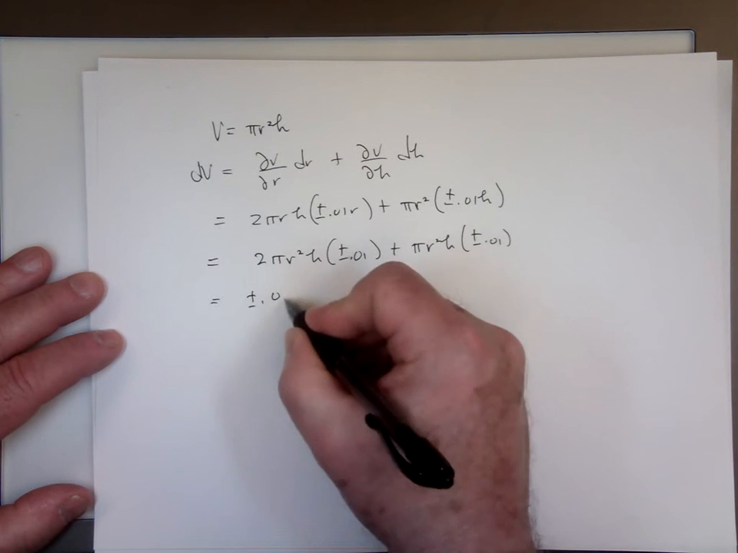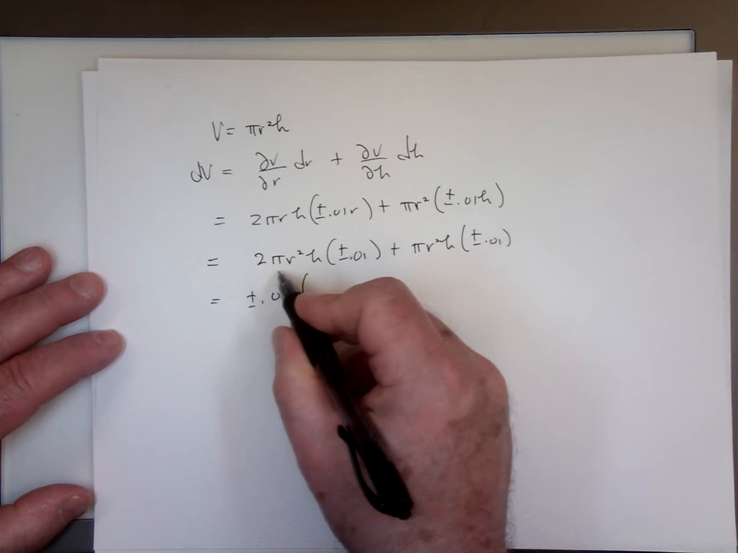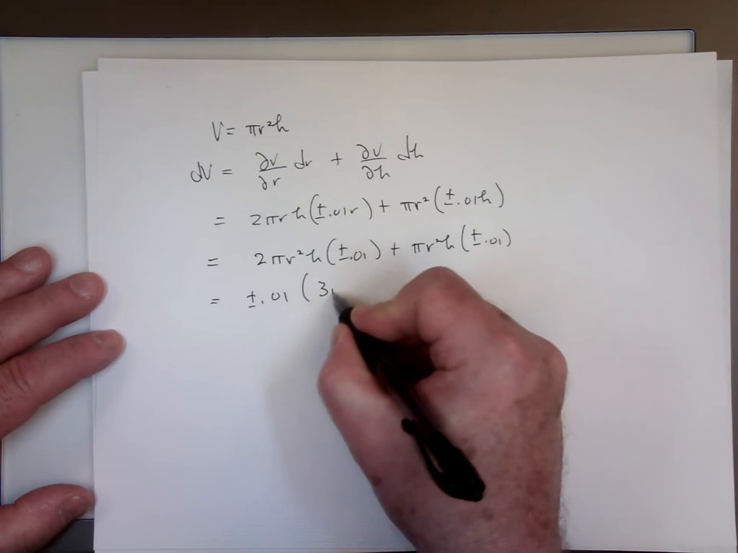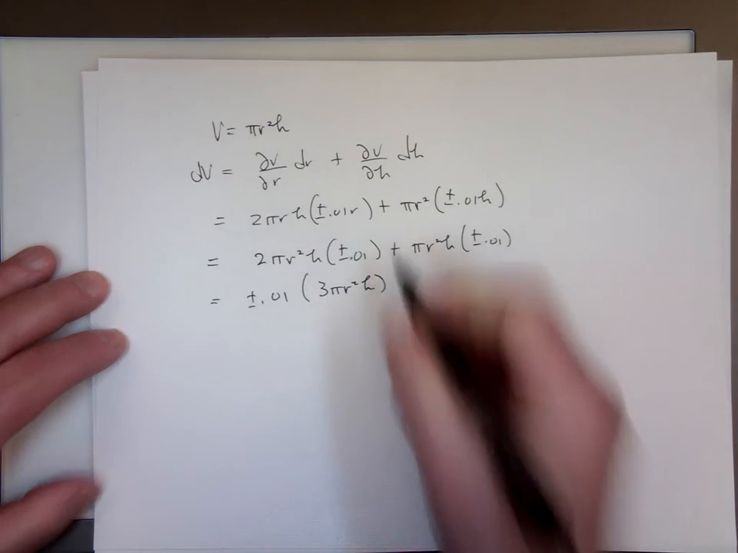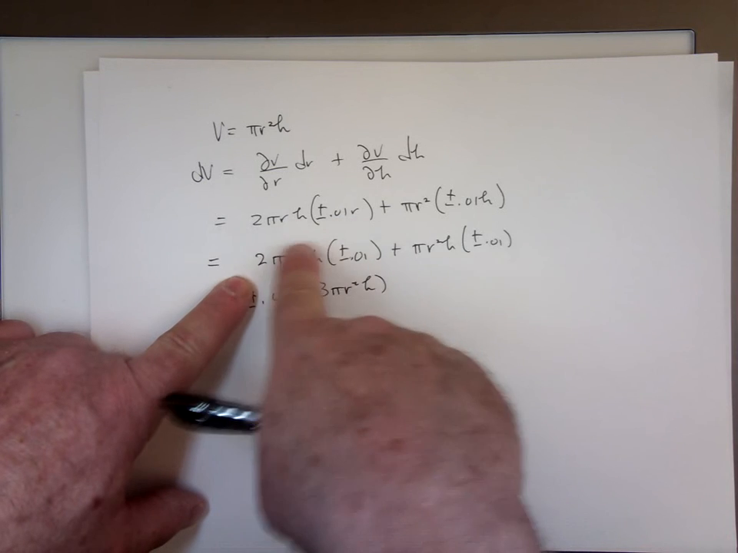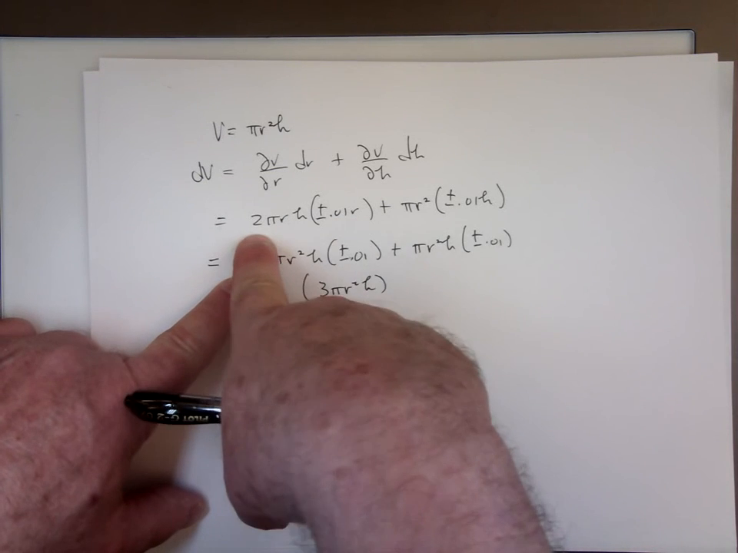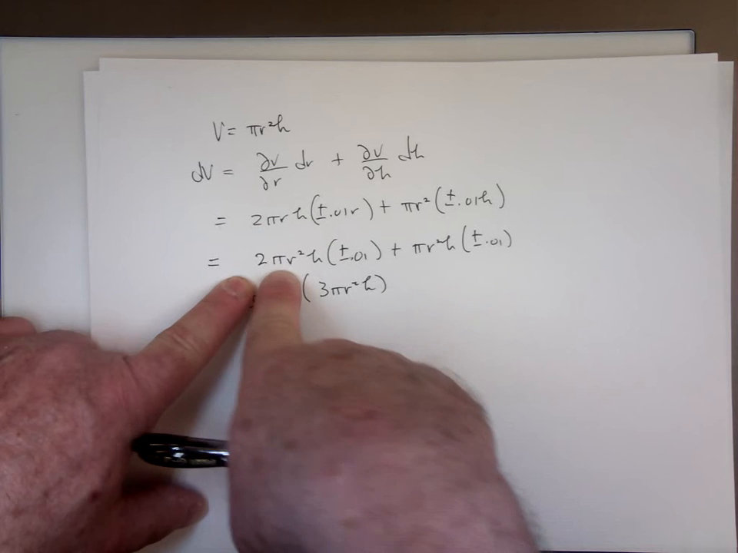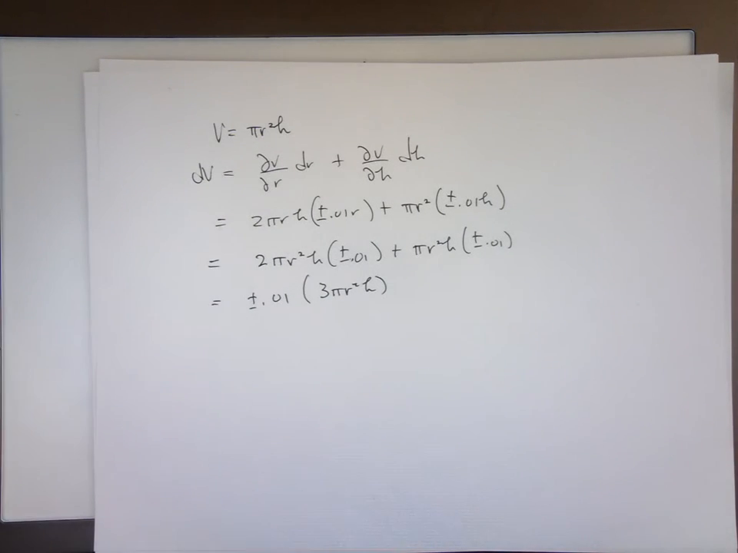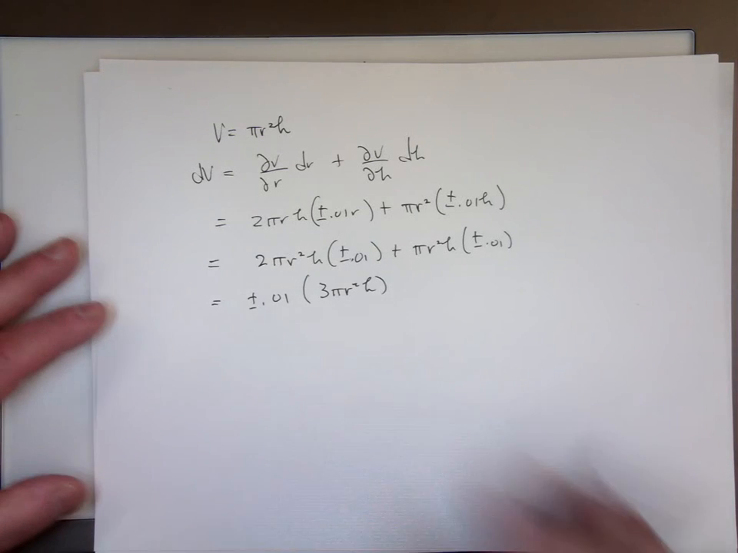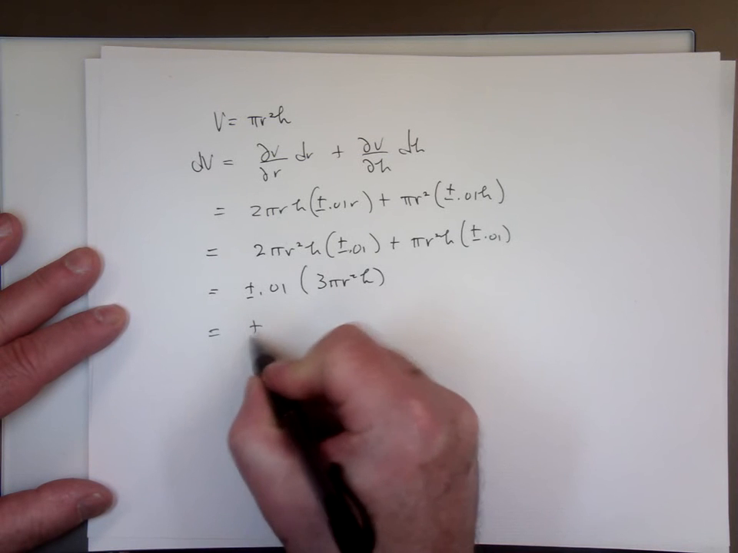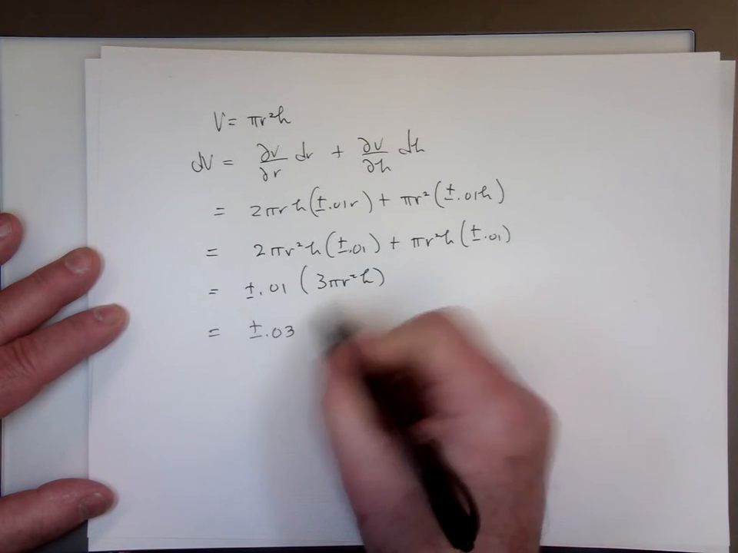Then I have 2 pi r squared h plus another pi r squared h, which gives me 3 pi r squared h. And this is what Dan just said: because of the r squared, we get an r2 coming out, which will double this amount here. If you had something cubed, it'd be 3 times the amount. What do we get here? Plus or minus 0.03 times pi r squared h, which is the original volume.